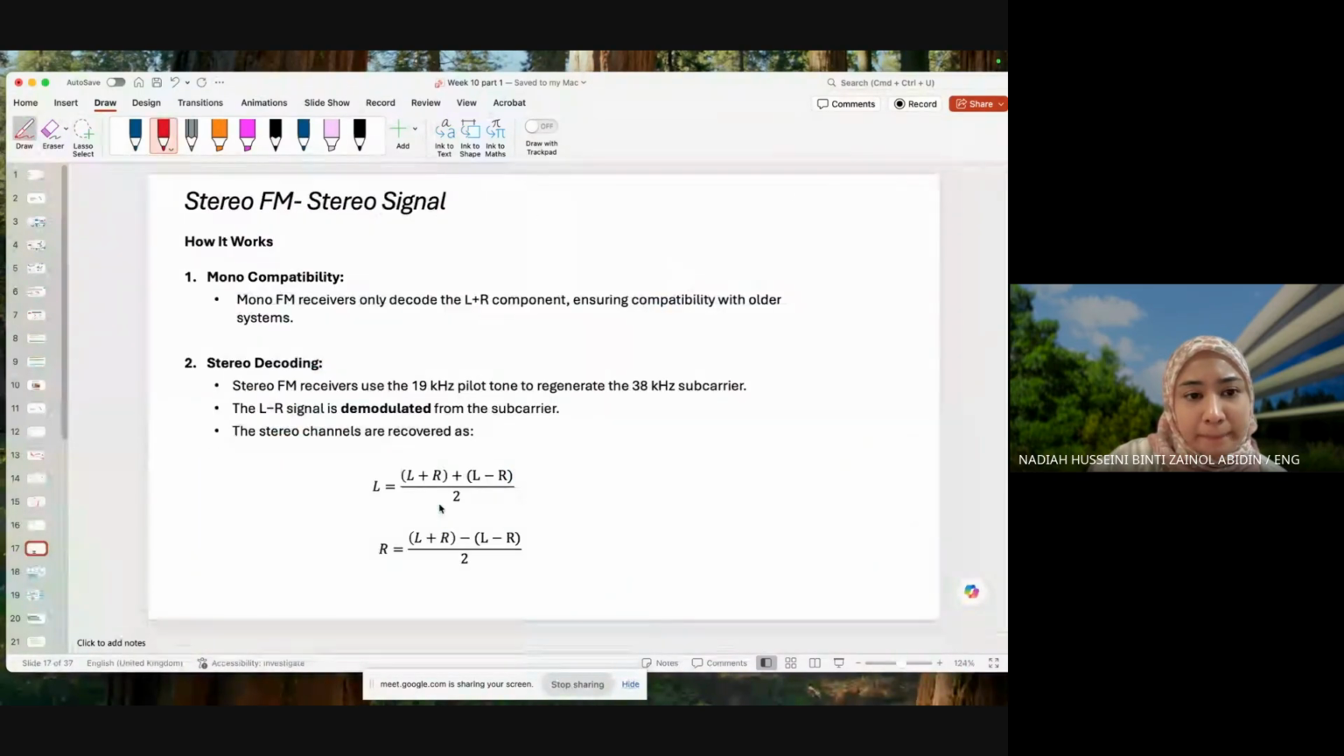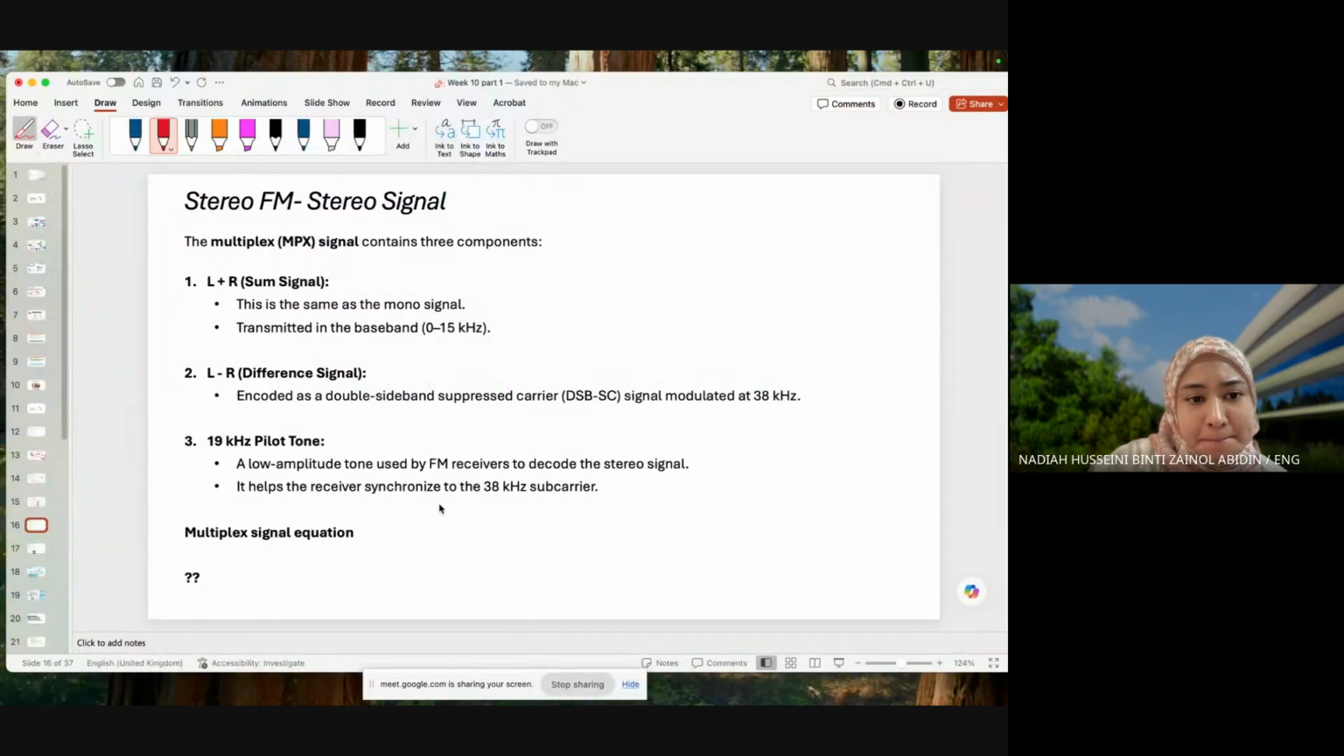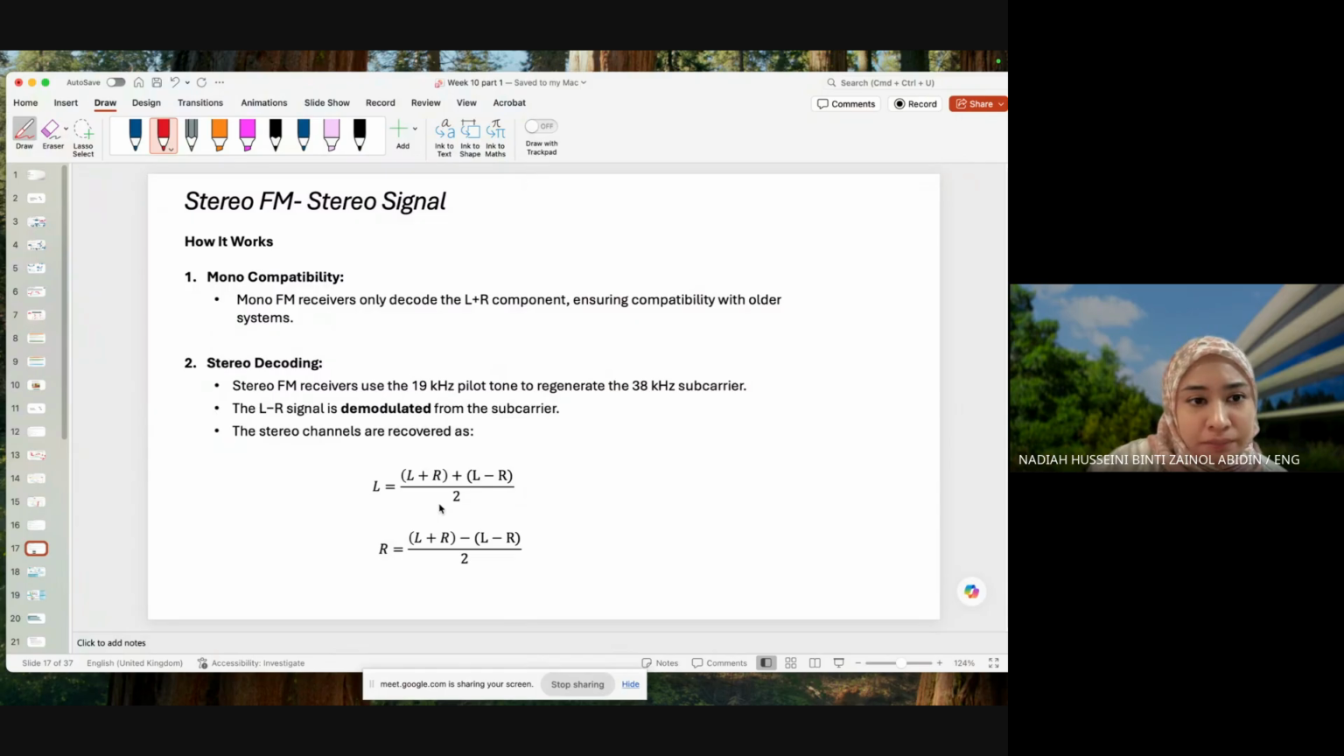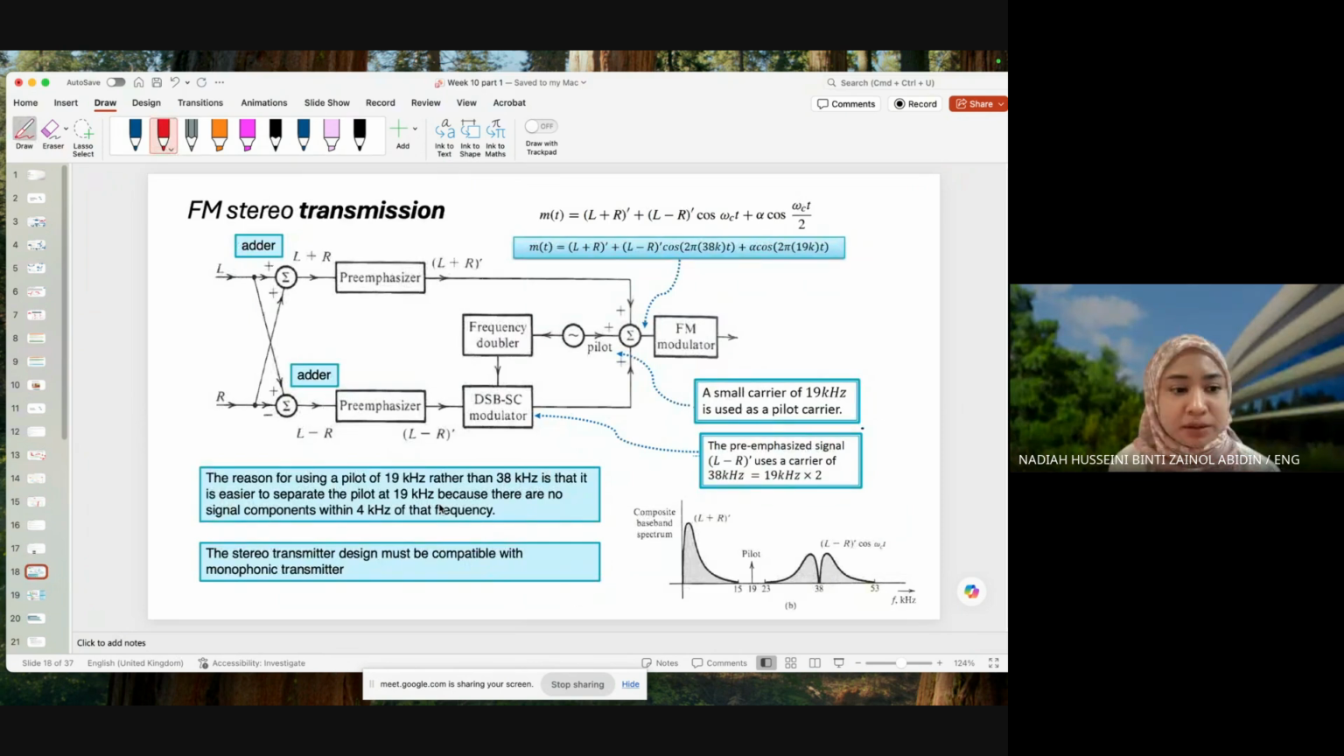Where is the diagram? Okay, maybe later on that one.